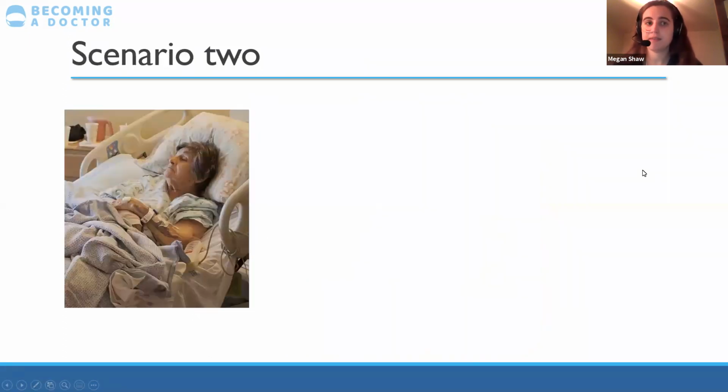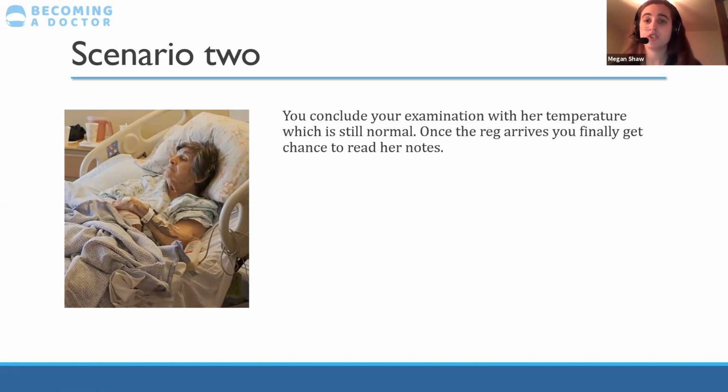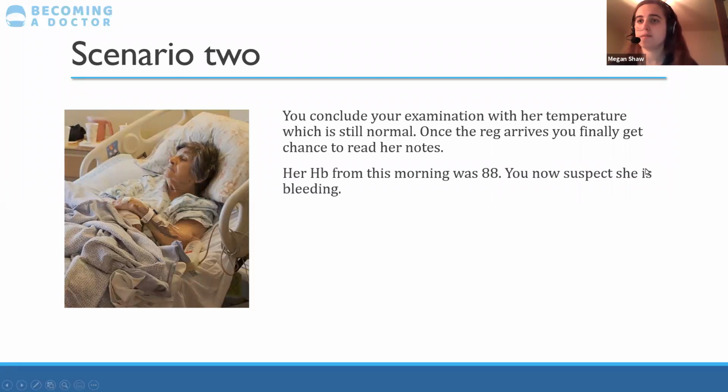But back to Mrs. Smith. So you conclude your examination with her temperature, which is still normal. And once the reg arrives, you finally get a chance to read her notes. So her hemoglobin from this morning was 88, and you now suspect she's bleeding.